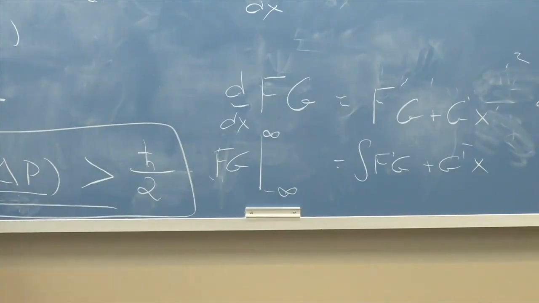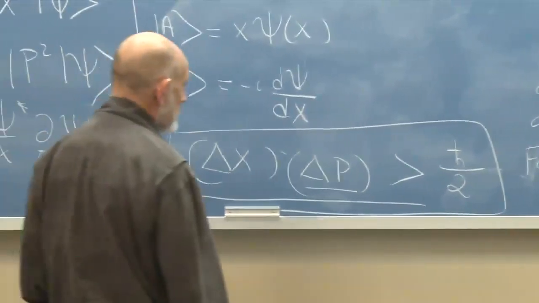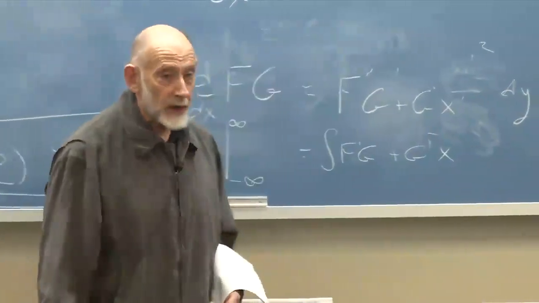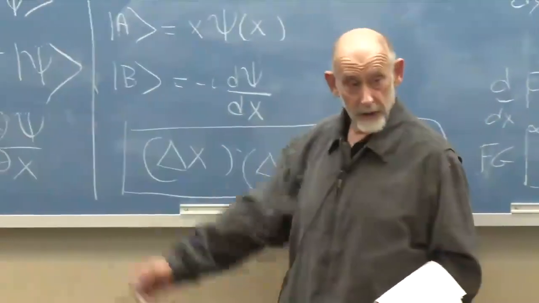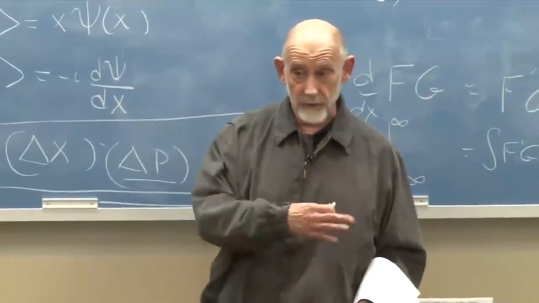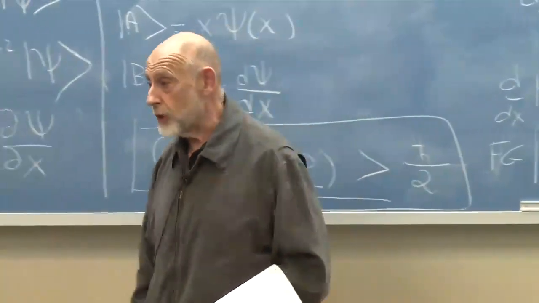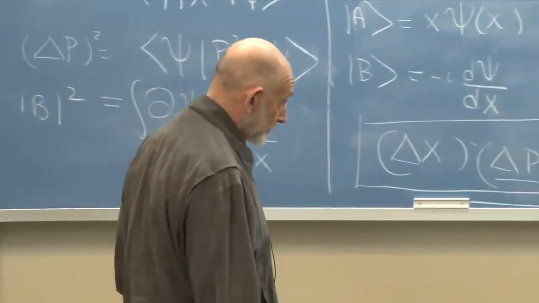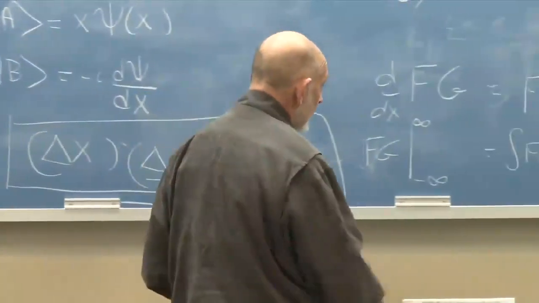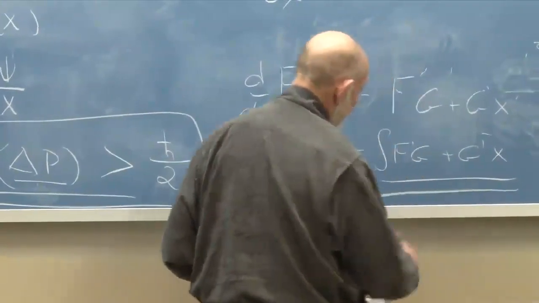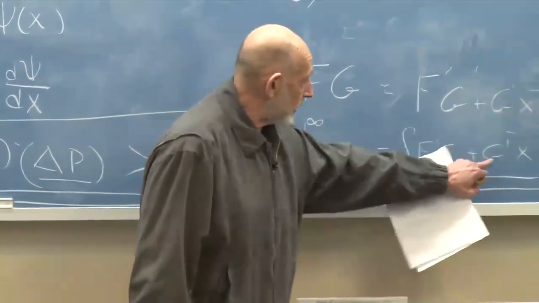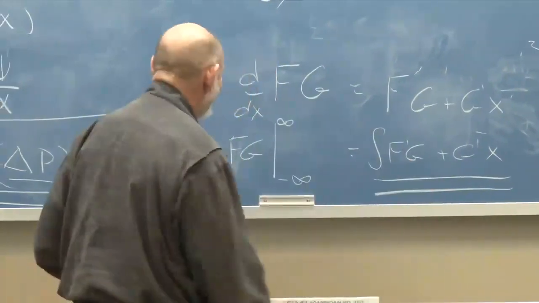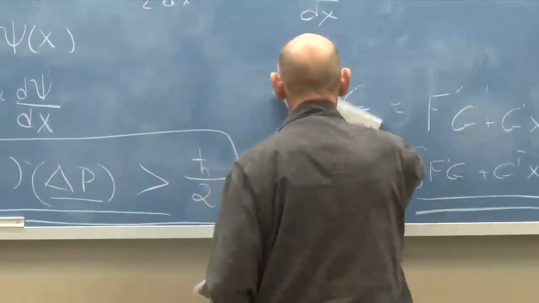And what I'm assuming is that psi goes to 0 at infinity, which it would have to do if it's normalized. If its integral is finite, if the probability distribution is normalized, it means that the wave function has to go to 0. So this is 0. And this is just a rule that you can interchange where you put the derivative at the cost of a sign.